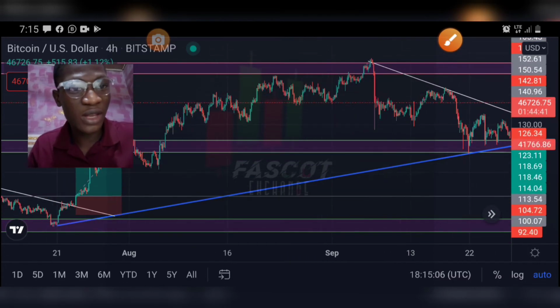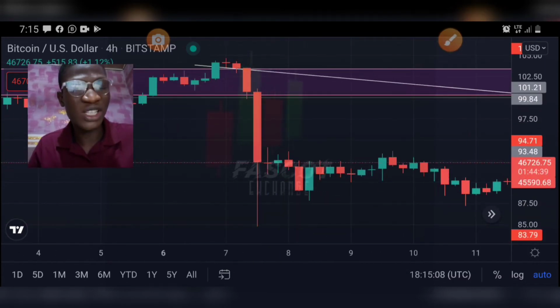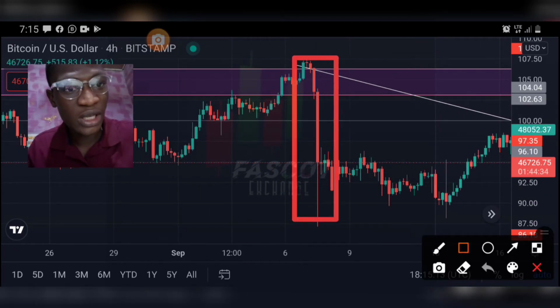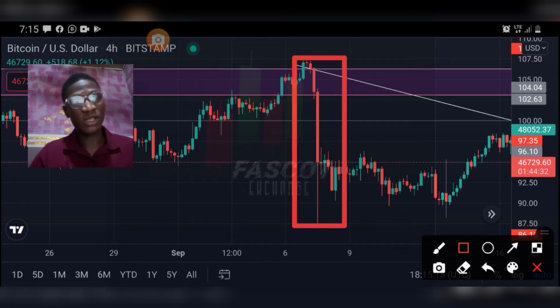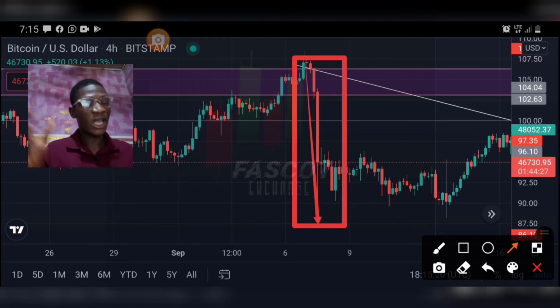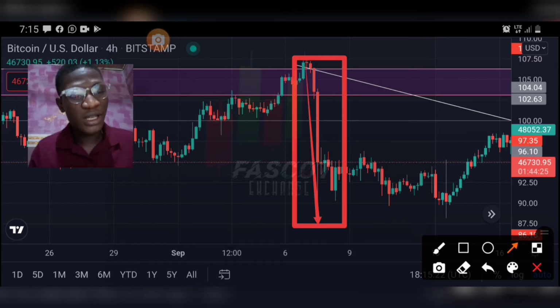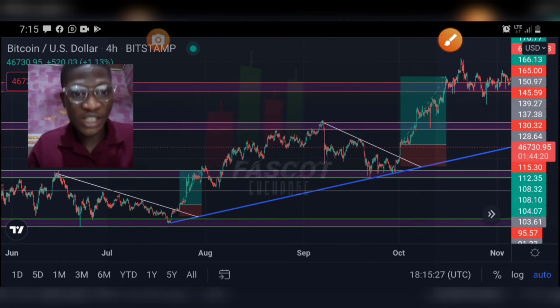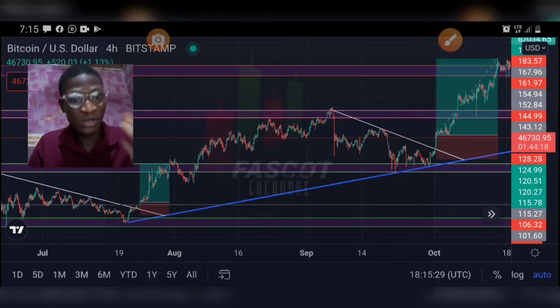I wasn't able to catch that short movement because it was a very fast movement that happened in there. See that big movement? That movement was massive, man. I missed that movement. I was like, wow, this is huge. Now, after this movement happened, I believe there's a chance for us to get into this market.